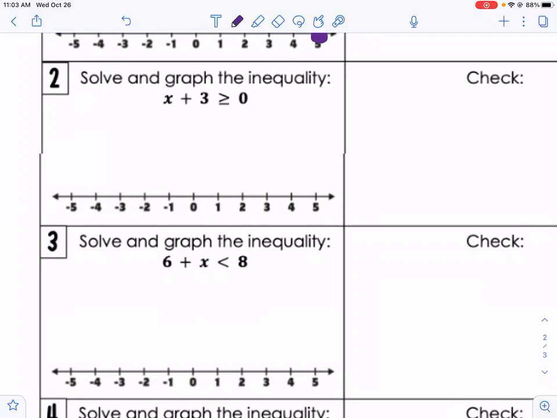Do we have to check it? I got X equal to. I got 2. I want you to check your inequalities and graphs for 2 and 3.